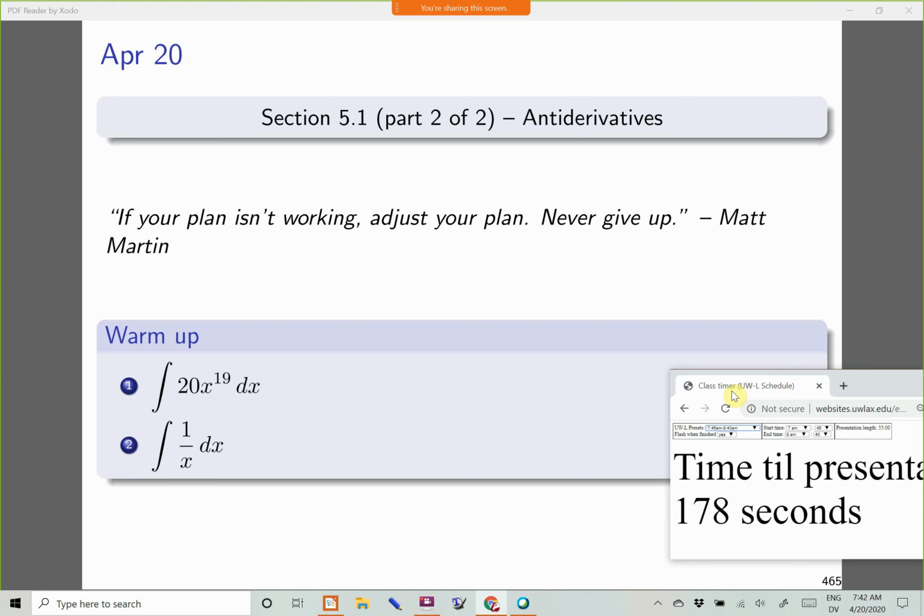Okay, doing a little start of the recording volume check, and we will start in 172 seconds. We get to look at these warm-ups.